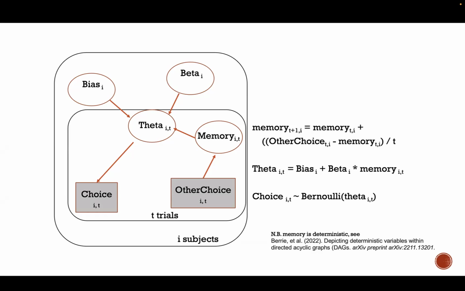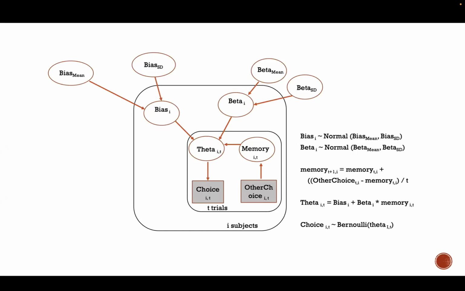Theta is determining the choice on a trial by trial basis, individual by individual basis. So it has the subscript I and T. Memory is also something that changes differently by participant by trial. But bias and beta are two parameters which are unique for the individual across all the trials. And if we want to make explicit that they're not independent subject by subject, it's not a no pooling, but it is a partial pooling.